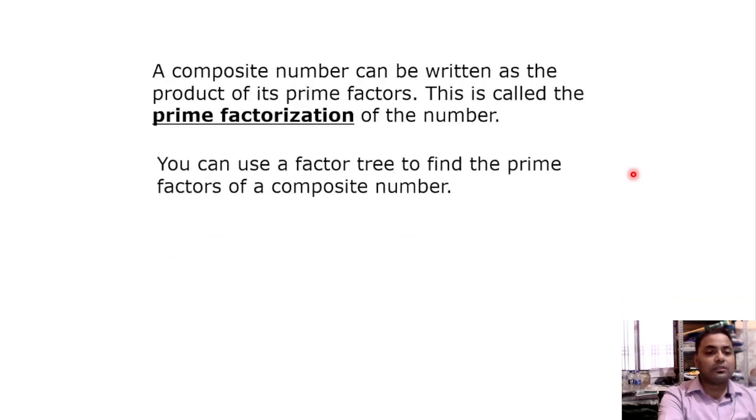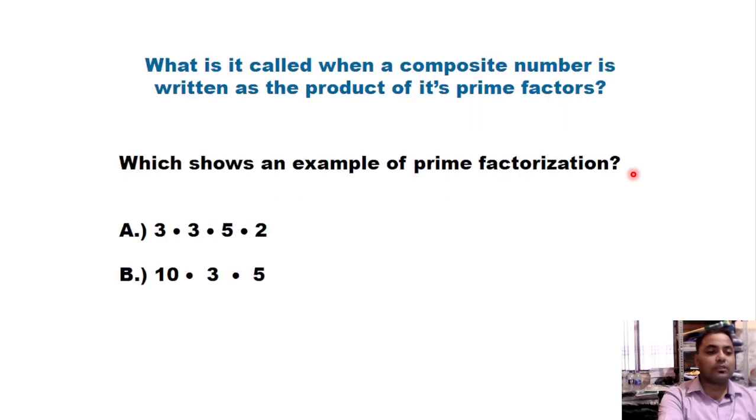A composite number can be written as the product of its prime factors. This is called the prime factorization of the number. You can use a factor tree to find the prime factors of a composite number.